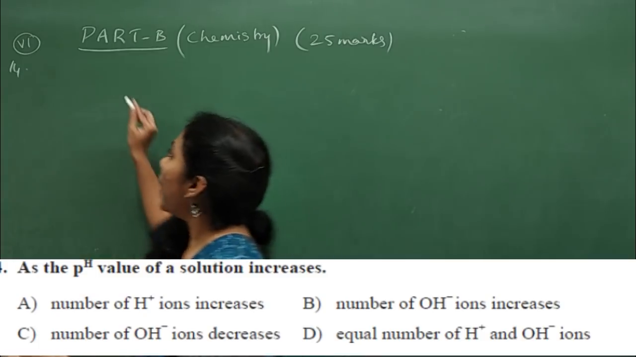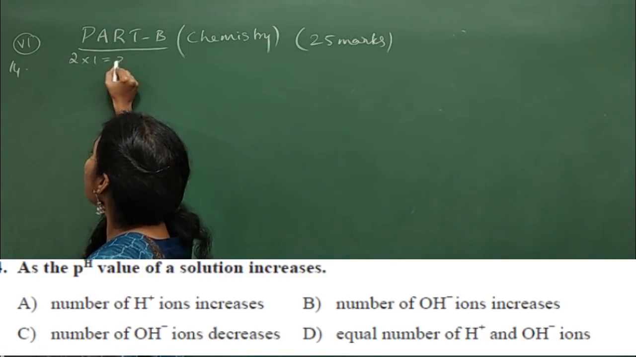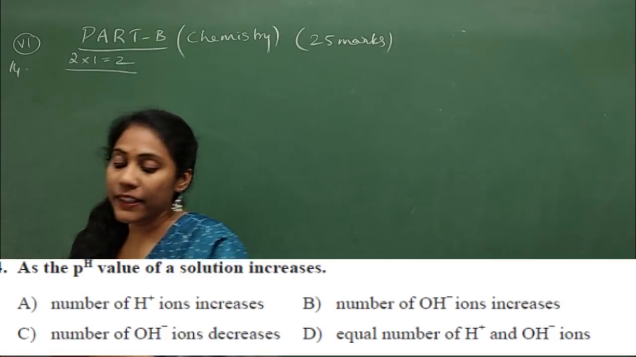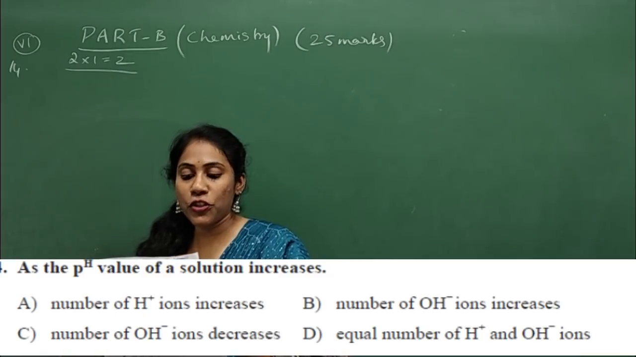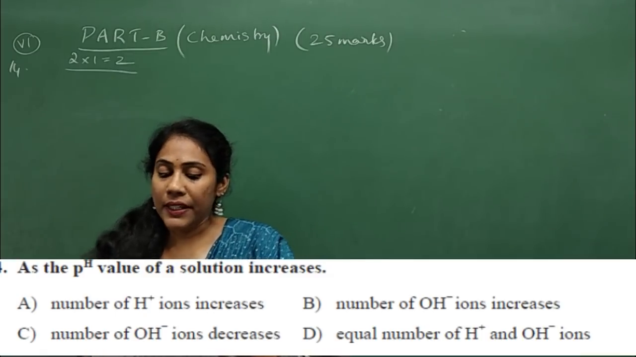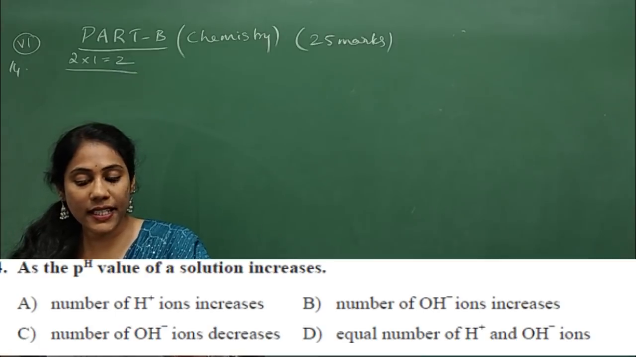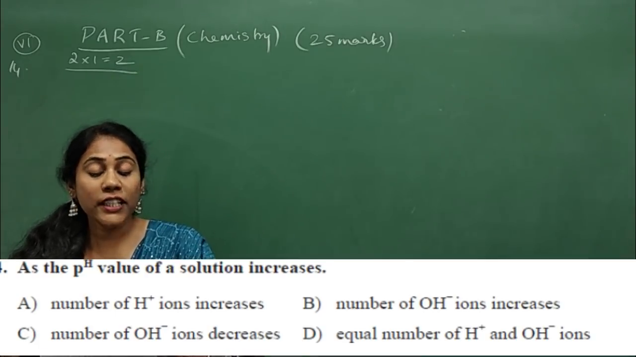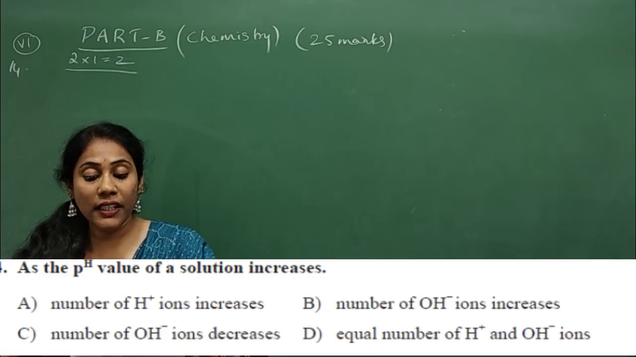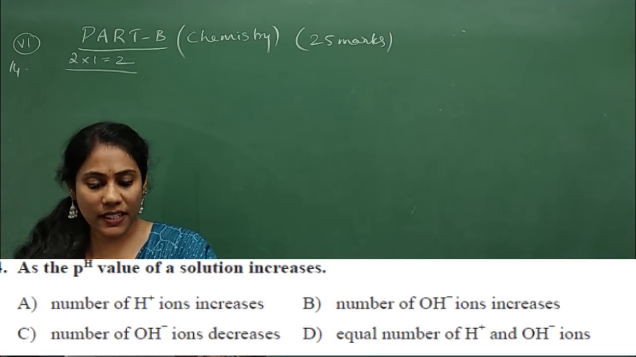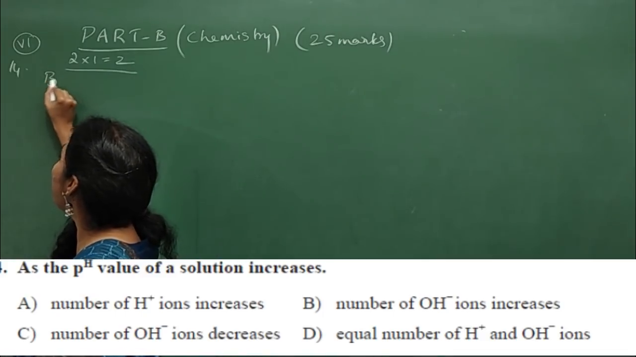Here you have two multiple choice questions. Each one carries 1 mark. Let's look at the 14th question. As the pH value of a solution increases, the number of H plus ions increases, the number of OH minus ions increases, the number of OH minus ions decreases, or you will observe an equal number of H plus and OH minus ions. Which is the correct answer? Definitely it is option B.